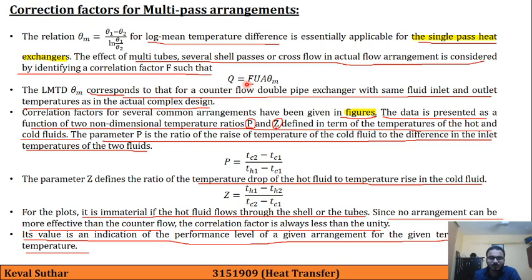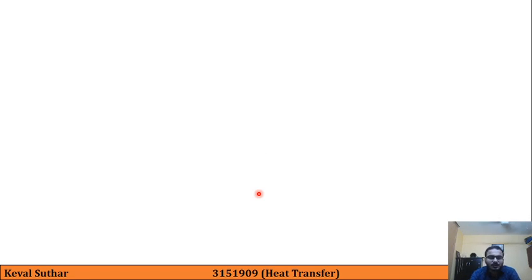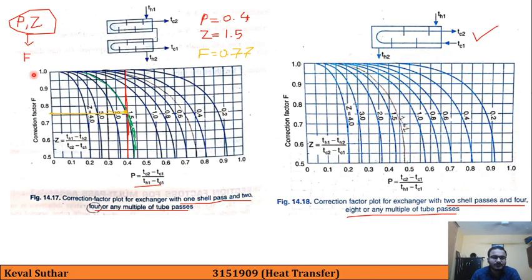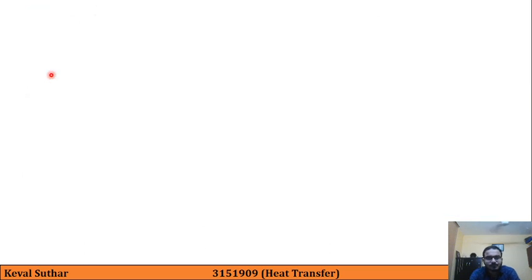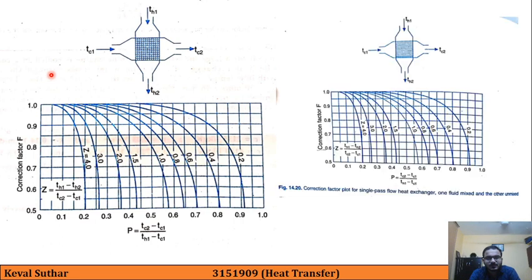To obtain the value of correction factor F, we need to calculate two terms, P and Z. Once we obtain the values of P and Z, with the help of charts we can obtain the value of the correction factor F. As you can see here, on the x-axis we have P, and through these curves we can get the value of Z. On the y-axis, with intersection, we can obtain the value of factor F. And these are the other curves for cross flow.